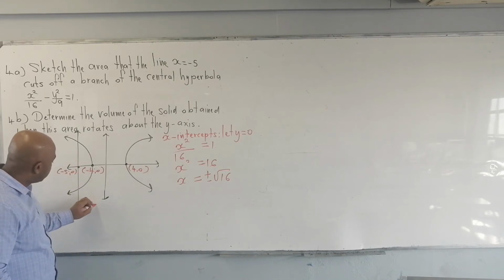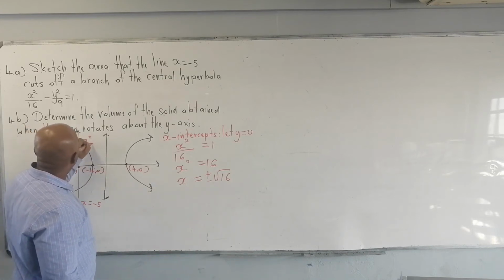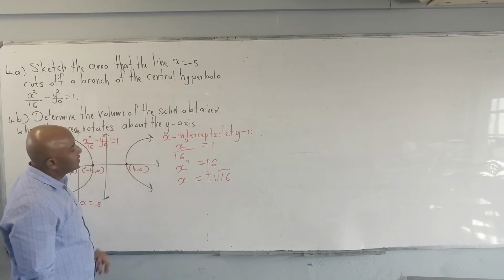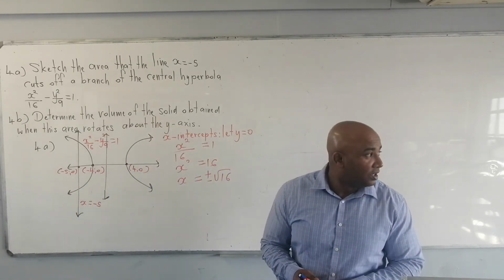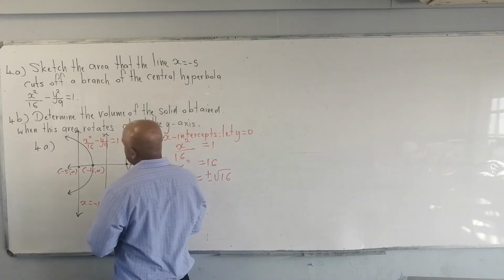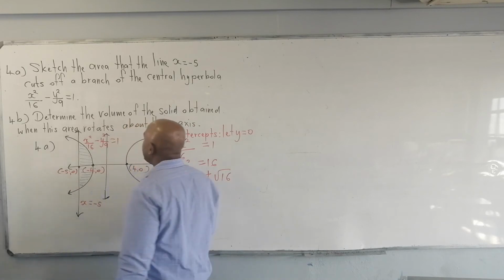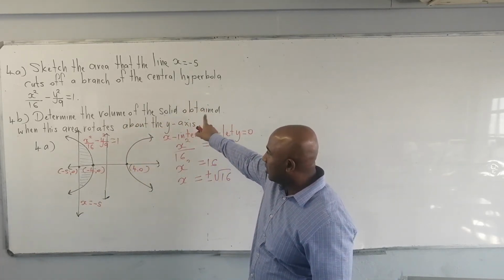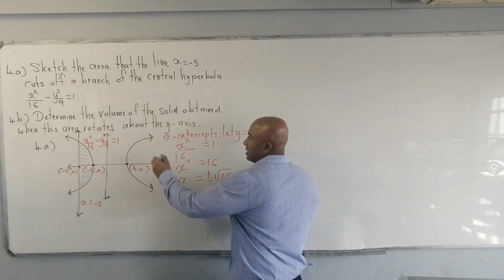So that's x is equal to minus 5, and this is x squared over 16 minus y squared over 9 is equal to 1. Now, we have the graph. We can identify the area. This is the area that's being described here. Now, determine the volume of the solid obtained when this area rotates about the y-axis.